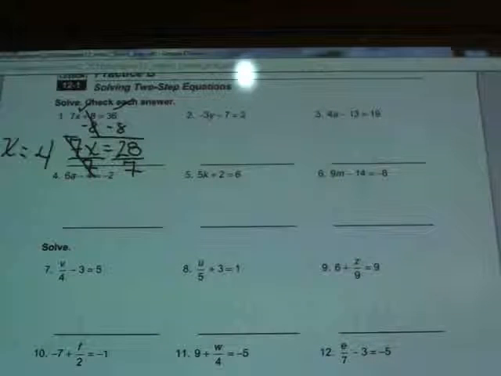We can check it, change x into 4 on the left side, and make sure the left side equals the right side. 7 times 4 is 28, plus 8 is 36. Since the other side says 36, the whole thing checks, and it must be okay.